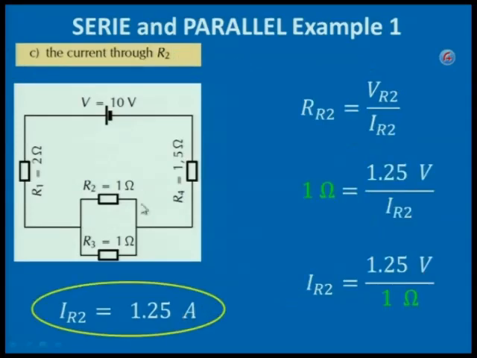Now we can get to the current through R2. You now use R is V over I, but for the values of R2. R2 is 1 ohm, given in the question. The volts we just calculated is 1.25, and you want the current through R2. So the current is then 1.25 volts divided by 1 ohm, which gives you 1.25 amperes.